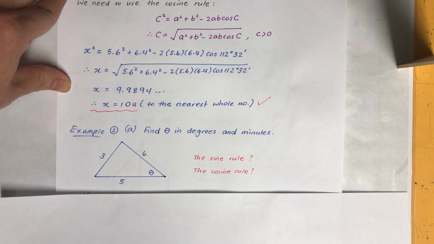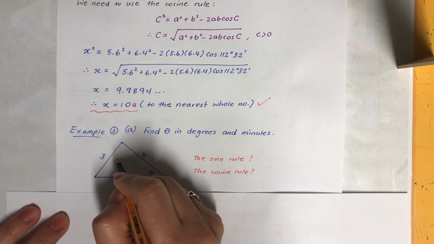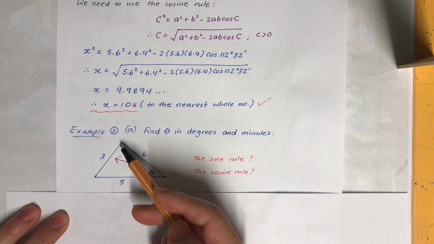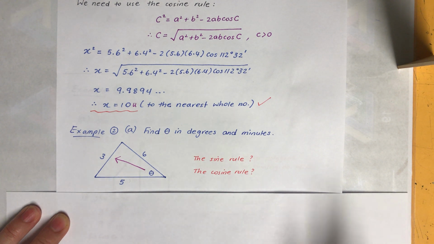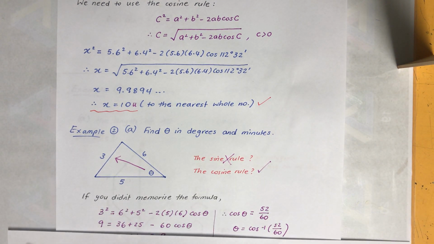Example 2. Part A. Find theta in degrees and minutes. Okay. Again, we need to think about, can I use the sine rule or not? So if I match up here, I can't match up, same as the previous question, so I can't use it, I have to use the cosine rule.